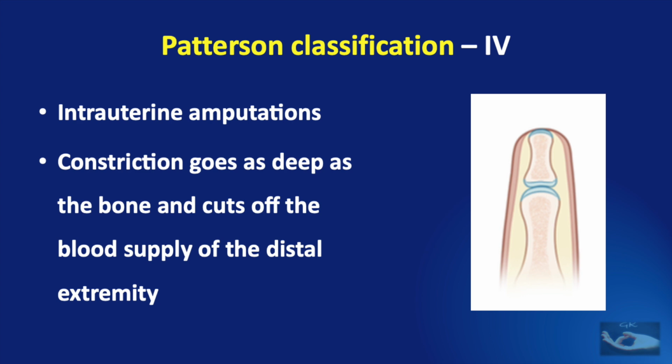Patterson type 4 classification of acrosyndactyly refers to one of the most severe consequences of constriction bands, and that is intrauterine amputations of the digits. This is where the constriction goes as deep as the bone and cuts off the blood supply of the distal extremity. The result will be that the developing finger will become ischemic and fall off. And because the result is a transverse amputation at the level of the constriction band, the actual constriction ring is not seen in these cases.